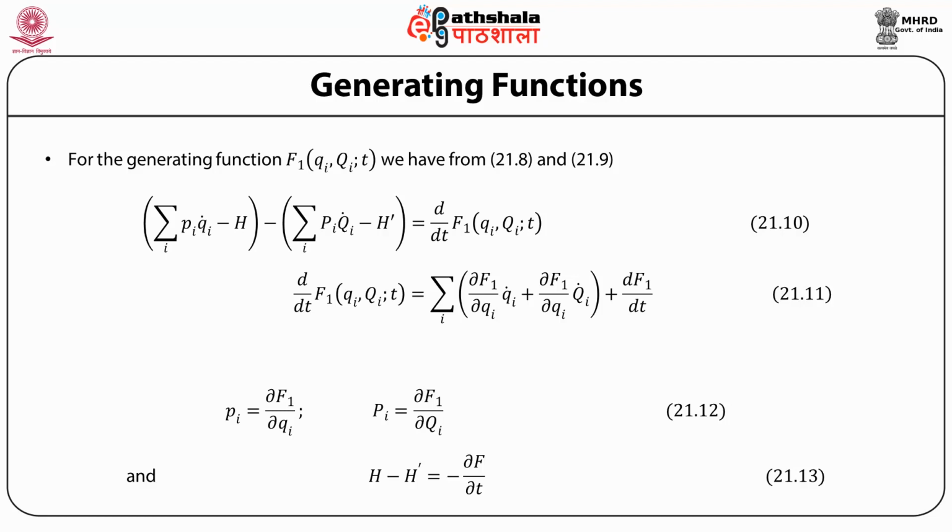The time derivative of the new function can be expressed in terms of the partial derivatives of this function with respect to the old and new coordinates and with respect to time by using the chain rule, as shown in equation 2111. Now, when we equate the coefficients of qi dot and capital Qi dot, we obtain pi equal to the partial derivative of F1 with respect to qi, and capital Pi is minus the partial derivative of F1 with respect to the new coordinate Qi, and therefore the difference between H and H prime is equal to minus dF by dt.